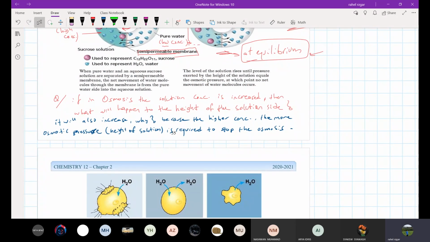Let me ask you another question, and you'll write that down. If you look at the figure, this question might be asked during the exam, or in ministry exam questions. It says, during osmosis, which side will increase its height, the high concentration or the low concentration side?